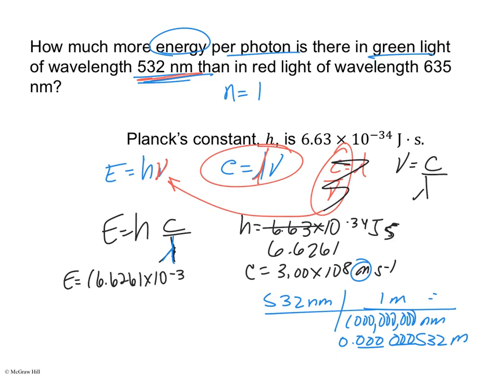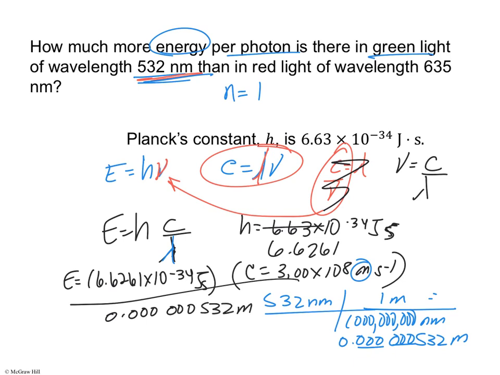6.6261 times 10 to the negative 34 joule seconds times the speed of light divided by 0.000000532 meters. Okay, 6.626 times 10 to the negative 34 times 3.00 times 10 to the 8th divided by 0.000000532. And so the energy associated with this is 3.74 times 10 to the negative 19 joules.